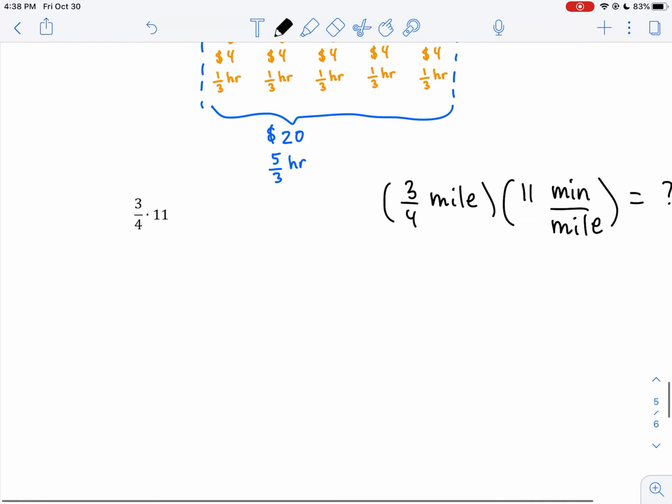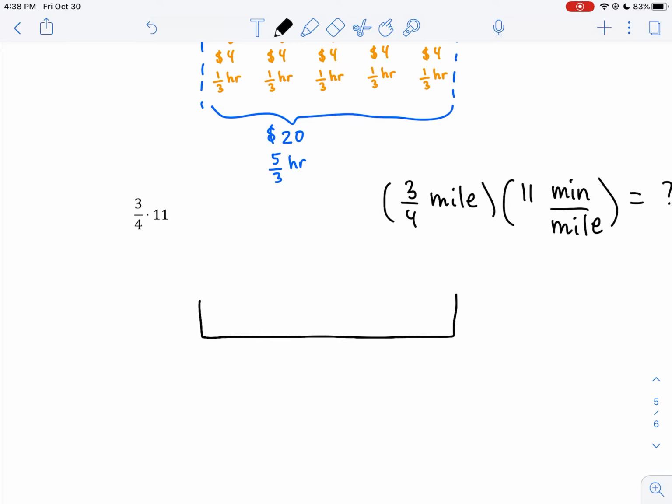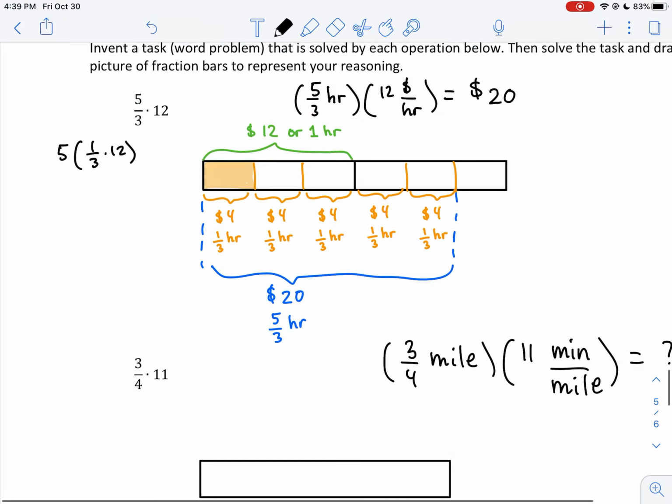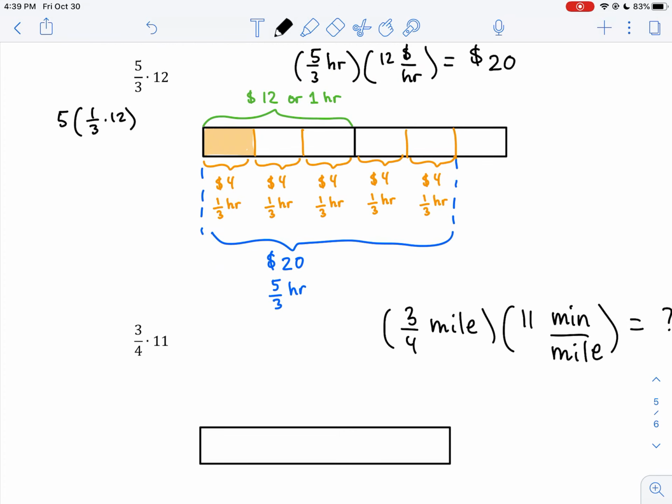And visually, we start with 11. So we'll say this is 11. This is our initial amount. It's 11 minutes, or it's the same thing as 1 mile. Let's go with the green, so I'll mimic the structure we have up there. So this is either 11 minutes, or you can think of it as 1 mile.